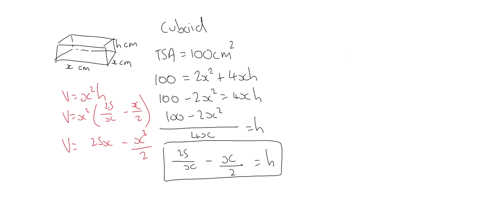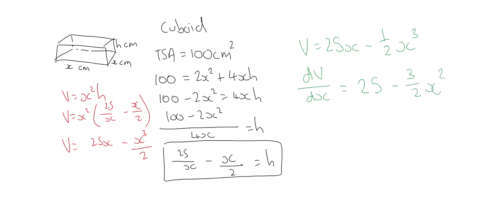So if the volume is 25x minus half x cubed, I now want to find dV/dx, right? There's no y, we're doing volume and x. 25 minus 3 over 2 x squared. This is my derivative. Now I want to solve for x. When the derivative is 0, that's when the gradient is 0. That's where the turning point exists. So that means 3 over 2 x squared is 25.